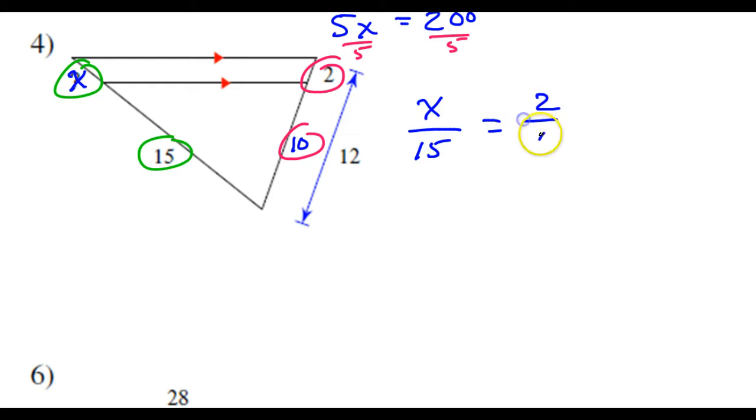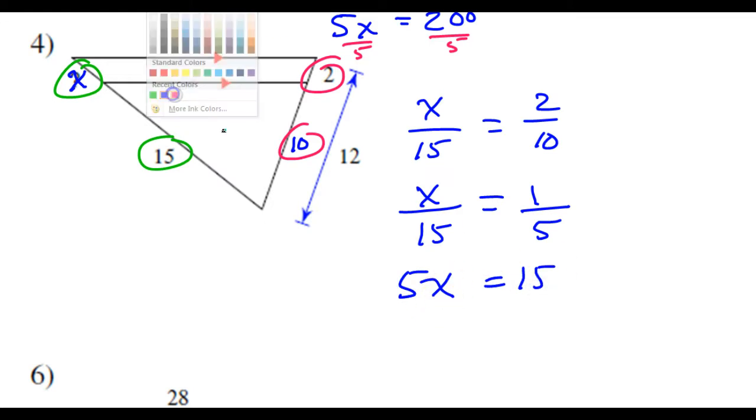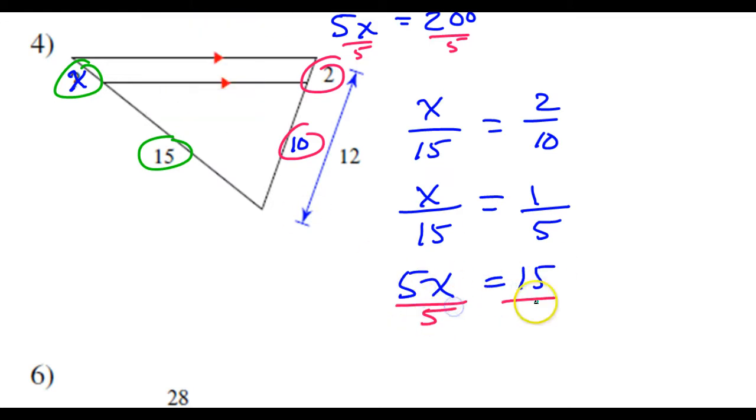I like to reduce. These are divisible by 2, so that'll be 1/5. So that'll be 5x is equal to 15. So if you divide both sides by 5, we will get x equals 3.